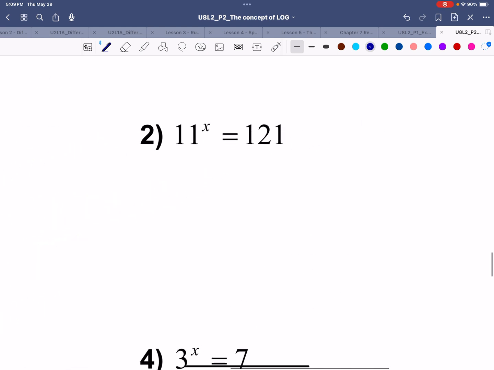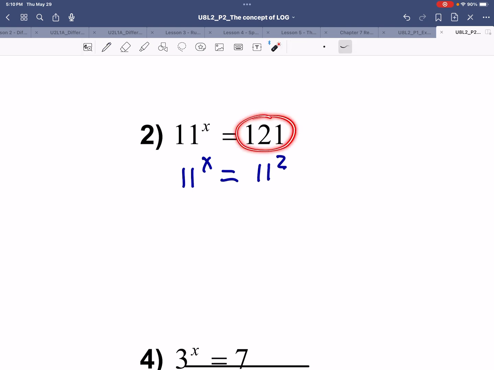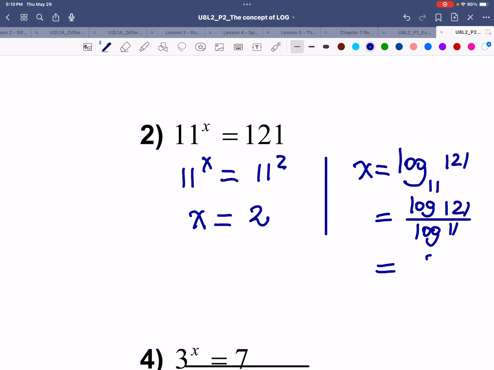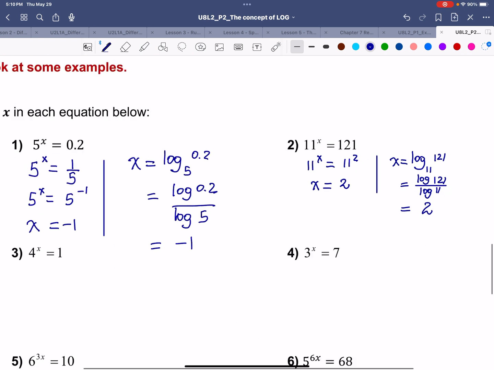So moving on to the next example, we have 11 to the power of x equals 121. 121 is 11 squared. So in this case, we're able to make both numbers into exponentials with the same base. So that means that we have x equals 2. If you were to solve this using logs, we're going to have x is the log that we must give the base 11 to obtain number 121. So use the calculator to calculate this. That would be equal to log of 121 over log of 11, and your calculator will give you the exact same answer too.